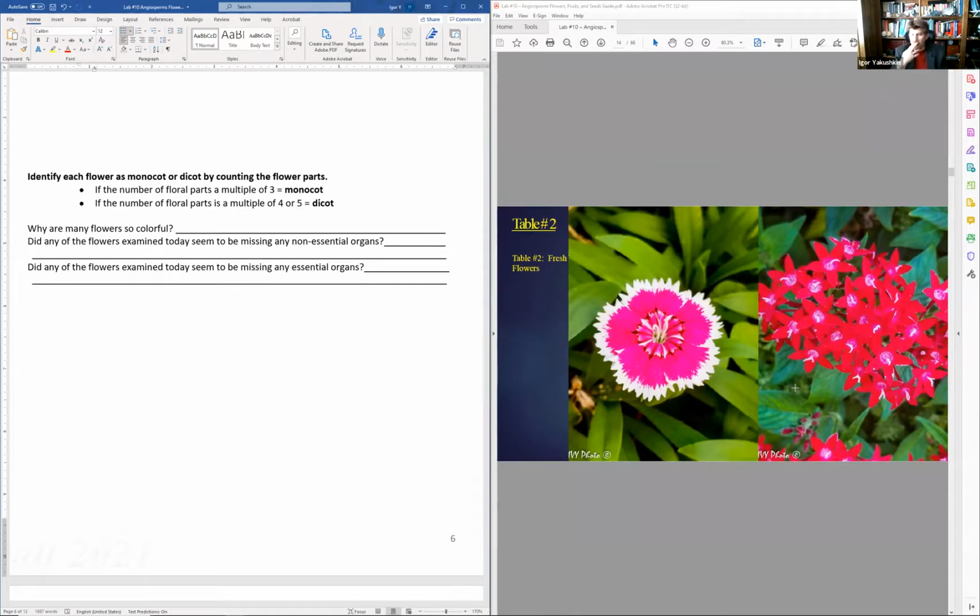I'm like, why not? And he's like, well, the number of the petals in the flower, and he's showing me the flower, is 7. 7 is not multiples of 4, not multiples of 5, not multiples of 3, of course. So I'm like, well, what do you think? Is it a monocot or dicot? He's like, I don't know. It's 7 petals. It's not fitting into any of the rules.